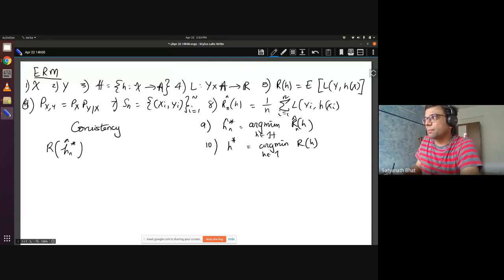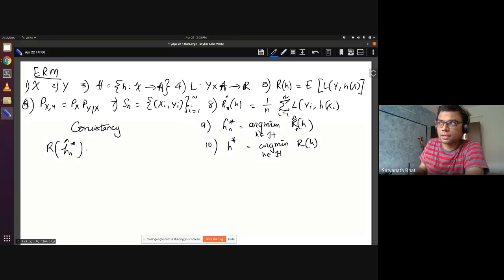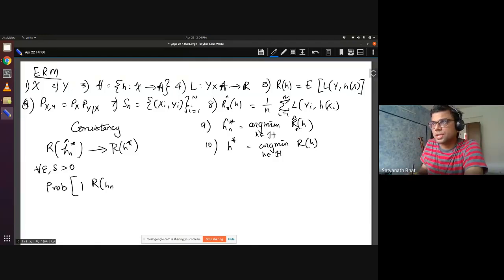I repeat this because without this, most of the discussion doesn't make any sense, right? What we want is that the true risk of your learning algorithm, whatever that returns, should go to the true risk of your best hypothesis in the bag. More formally, this says that for all epsilon, delta greater than 0, the probability that R of Hn hat star minus R of H star is greater than epsilon is less than or equal to delta.